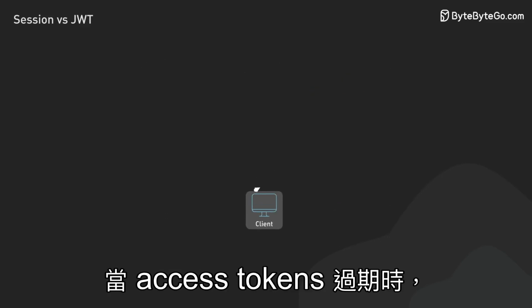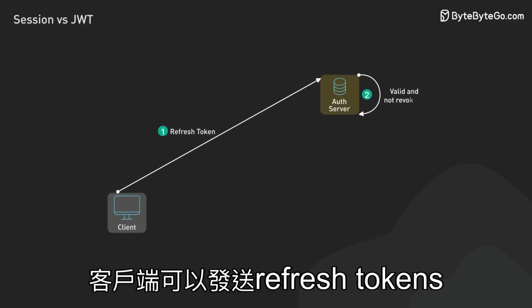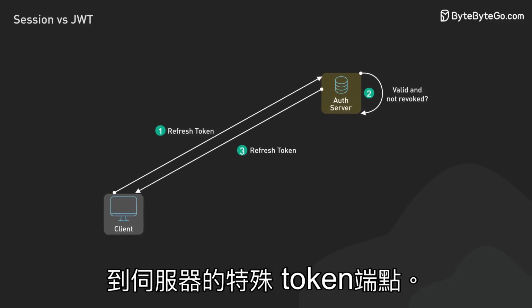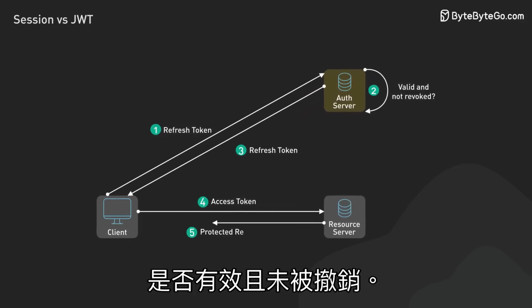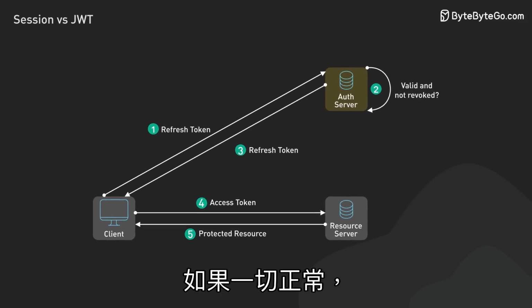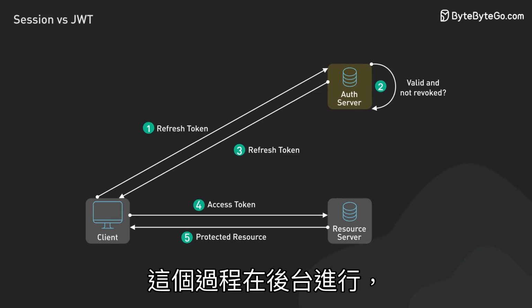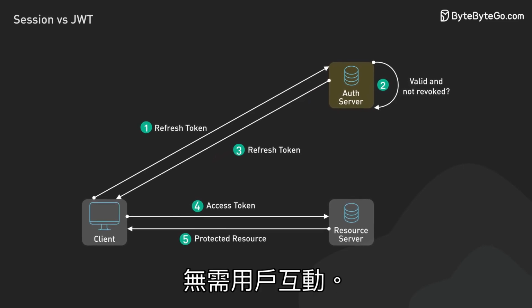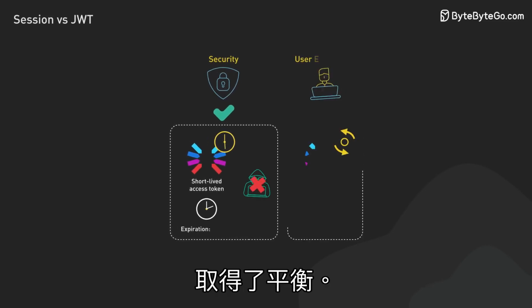When the access token expires, instead of requiring the user to log in again, the client can send the refresh token to a special token endpoint on the server. The server checks if the refresh token is valid and hasn't been revoked. If everything checks out, the server issues a new access token. This process happens behind the scenes without requiring interaction from the user. This approach strikes a balance between security and user experience.